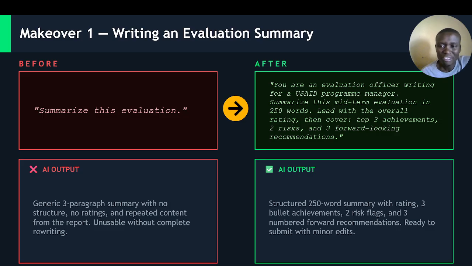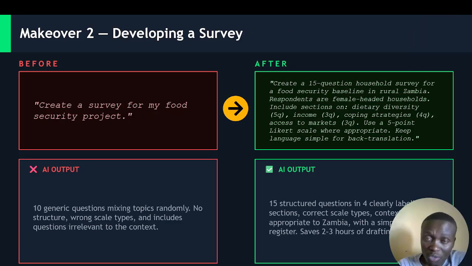Then after you do the right prompt, where you assign the role, give it context, and put in the persona, the AI output that comes out will be structured, with a rating, 3 bullet achievements, maybe 2 risks, and also 3 numbered forward recommendations, ready to submit with minor edits, right? So that is how you'd want to do it.